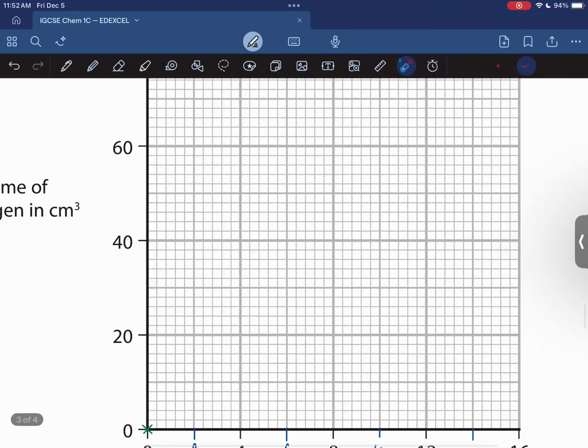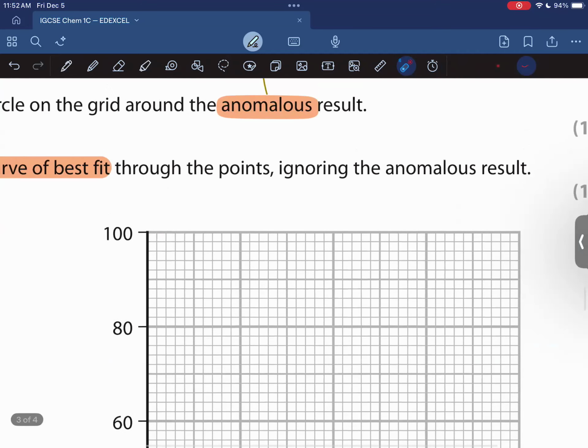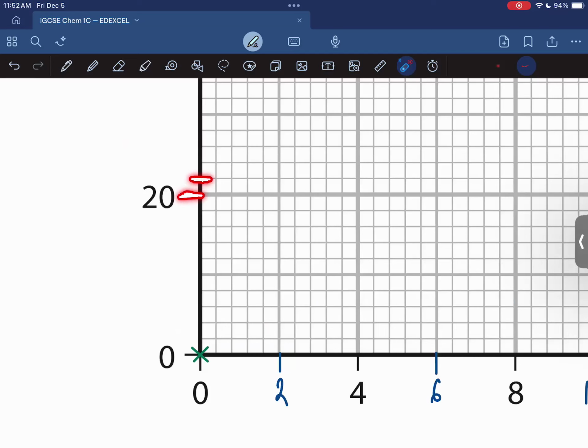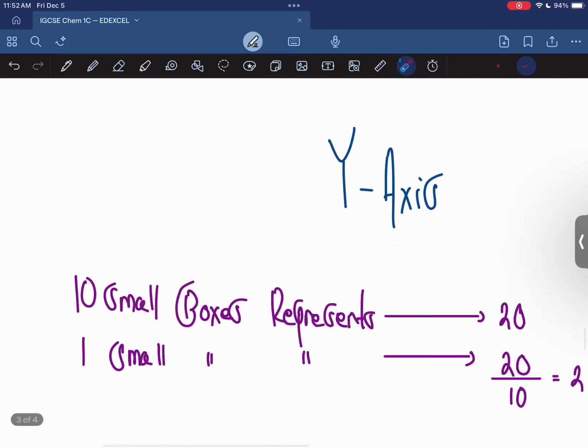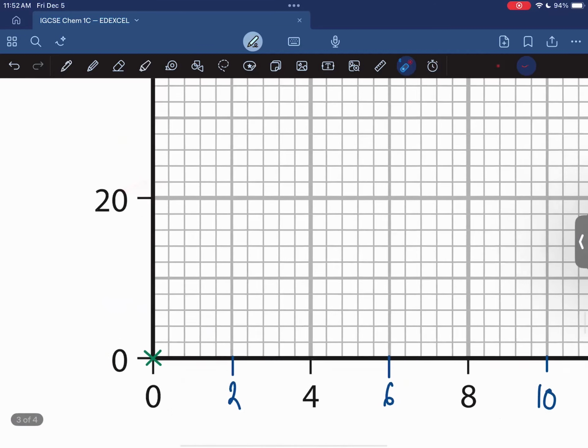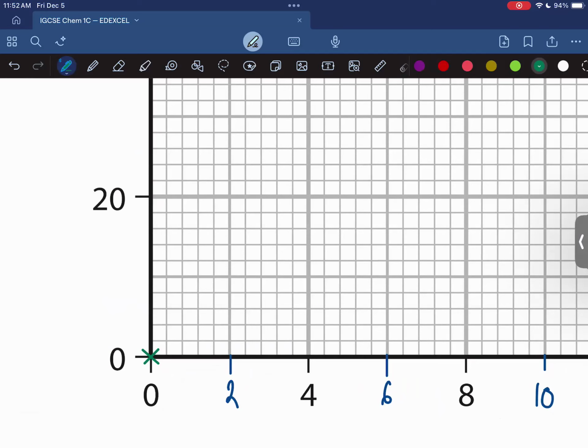For 2, this is going to be 22. Now this is 20, this is 20, and this is 2. One small box, remember, represents 2. So for 2, this is going to be over here, 22.